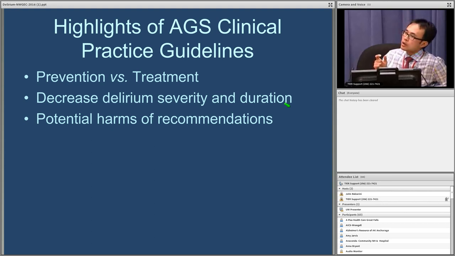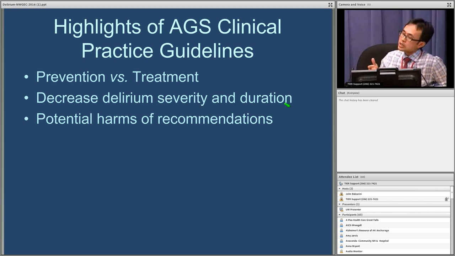And then another important aspect that they bring out is the severity of delirium. Now that delirium has already occurred, can we minimize the severity of it? Or can we reduce the duration of it, reduce the number of days that a person is delirious?